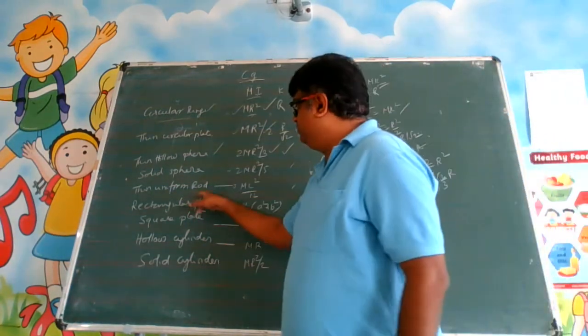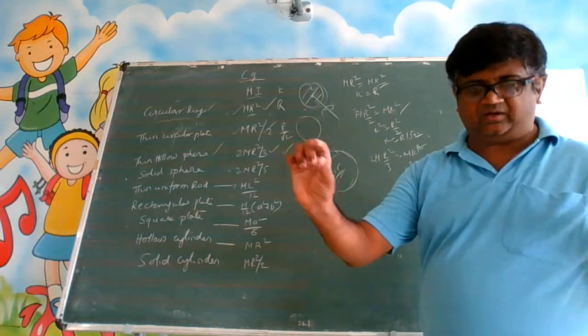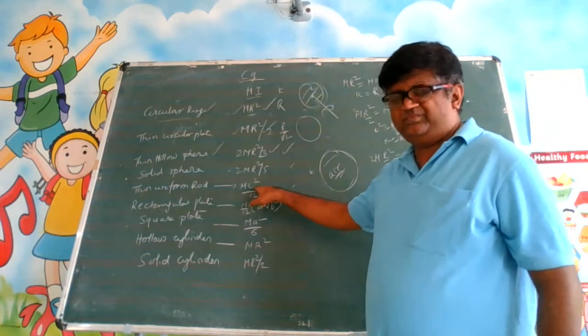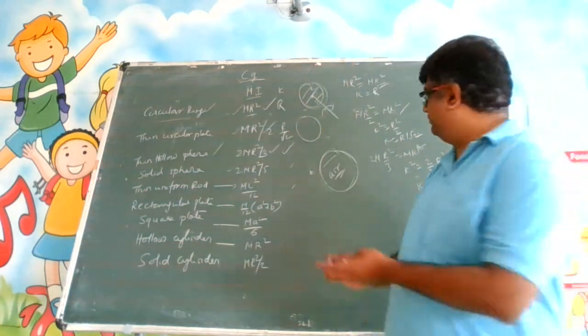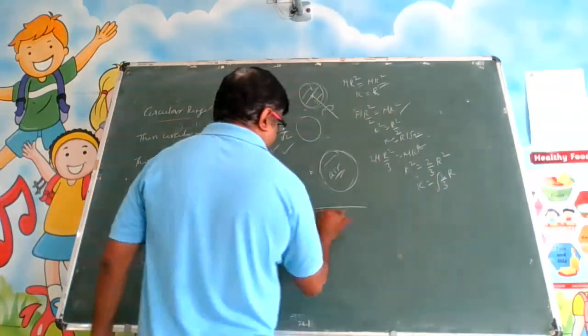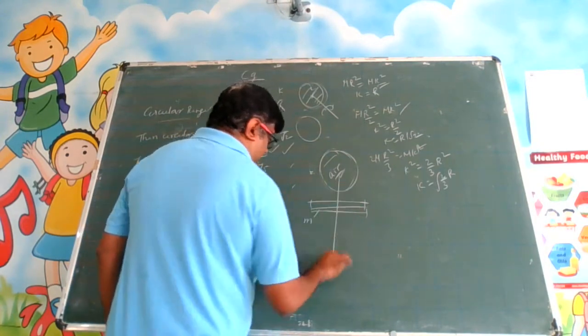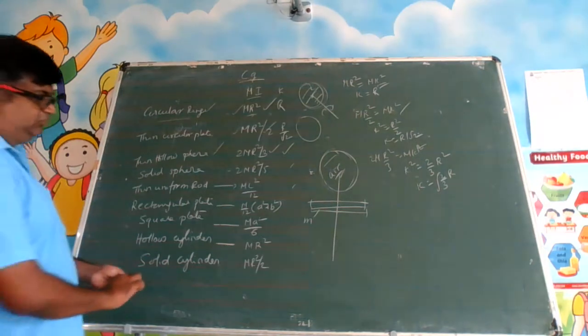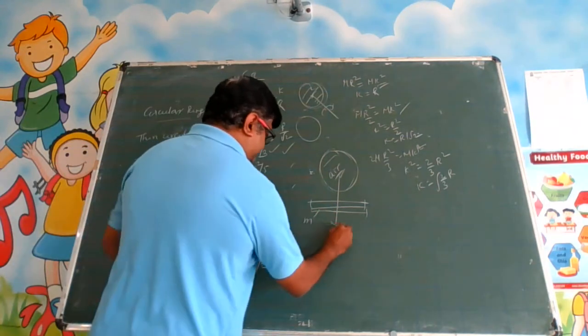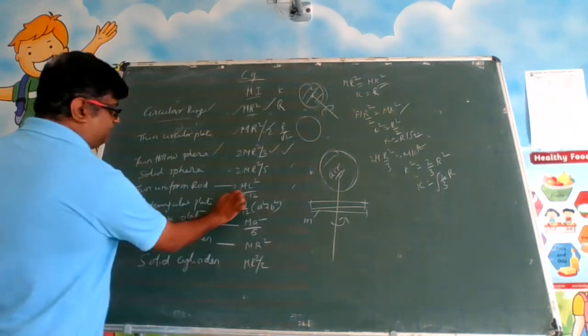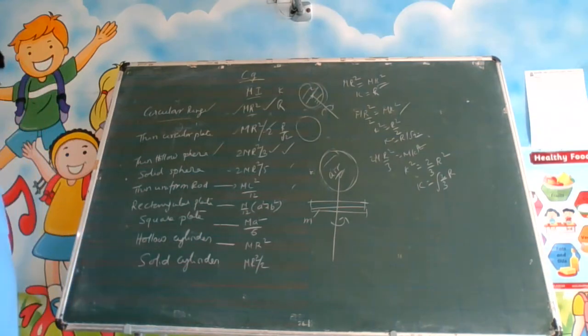Then you have this thin uniform rod. You take a metallic rod whose length is L. So about the center, suppose there is a thin metallic rod. Its mass is m, its length is L. So you have an axis from the center. So about center, we are rotating it like this. So what will be the moment of inertia? ml square by 12. Okay.